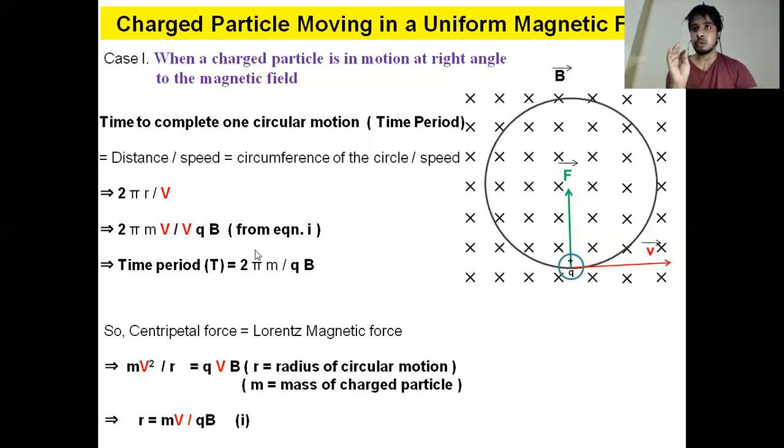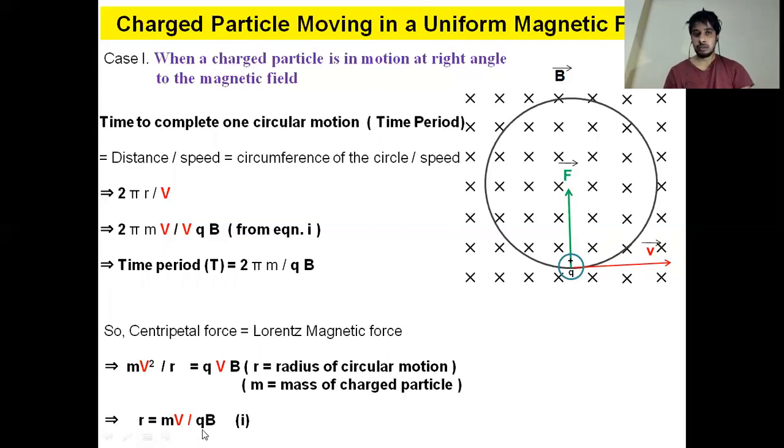Very interesting thing to note is that the time period to complete this one circular motion is independent of the velocity at which it is thrown into the magnetic field. That is 2 pi m by qB. It depends on the intensity of the uniform magnetic field, the mass of the charged particle and the charge on the charged particle, but it is independent of the velocity, whereas the radius of this circular motion is dependent on the velocity, that is mv by qB.